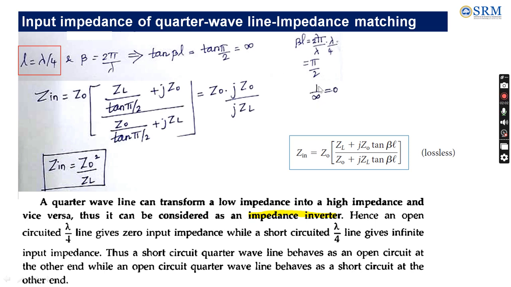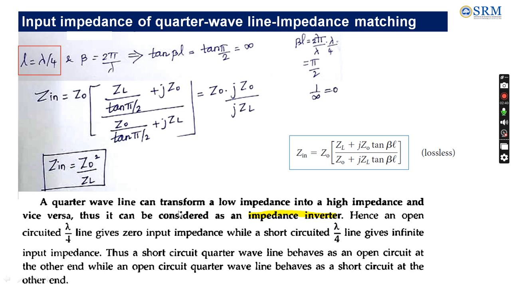Tan pi by 2 is going to be infinity, because we know that sine 90 is 1 and cos 90 is 0, and 1 by 0 is infinite. Substituting tan beta L as infinite directly, we take tan beta L out in the numerator and denominator. After that, 1 by infinity becomes 0 for these two terms. So we get Z0 into jZ0 divided by jZL. The j's get cancelled, and we get Z0 square by ZL.